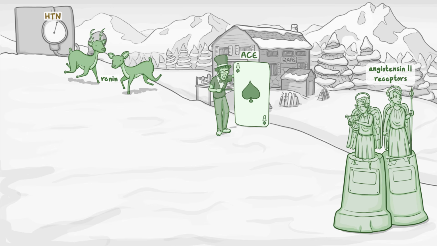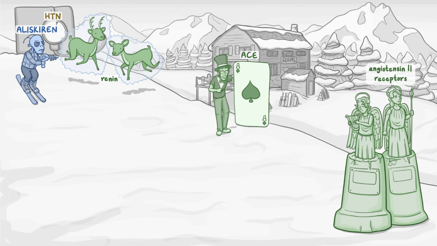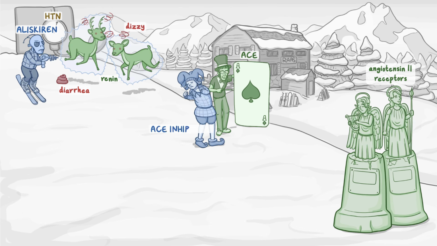By the reindeer, we have a skiing alien for aliskiren. It's trying to abduct the reindeer by shooting it with some sort of abduction ray. This made the reindeer dizzy and also poop, which represents the side effects of aliskiren. By the magician with the ace of spades, we have the ACE inhibitors that end in pril, so we'll use the jester or fool for April Fools.